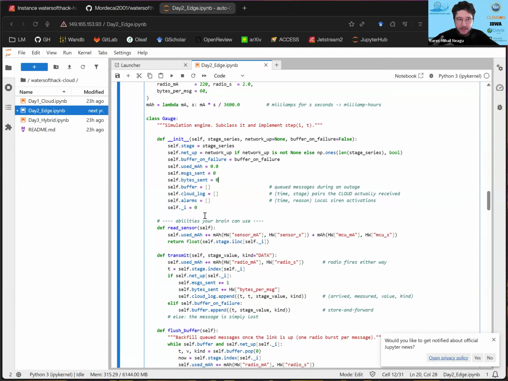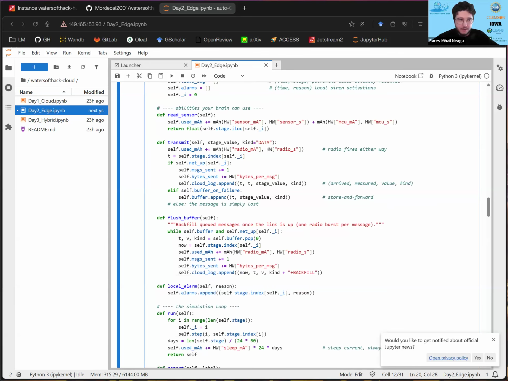Now we need to define what it can do. We're going to do this by defining functions inside this class. The first function is read sensor, so let's call it ability one. It has the ability to read sensor costs and sensor energy, and it uses a little bit of MCU energy, which is added to the ledger. You can see self.used_mAh means we're updating the property used_mAh for the object we're going to be creating, and we're just going to add the sensor mA and the processing mA.